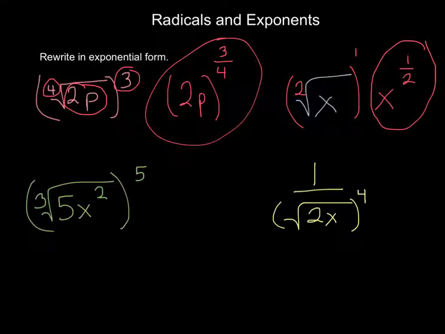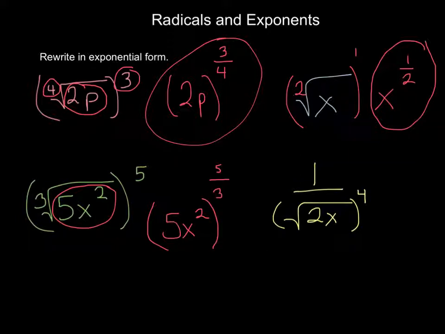Then down here, again, we take the radicand, which in this case is 5x squared. Put it in parentheses. 5 is the numerator in our exponent, and 3 is the denominator.